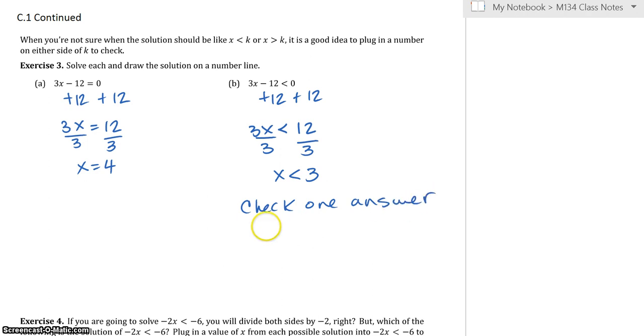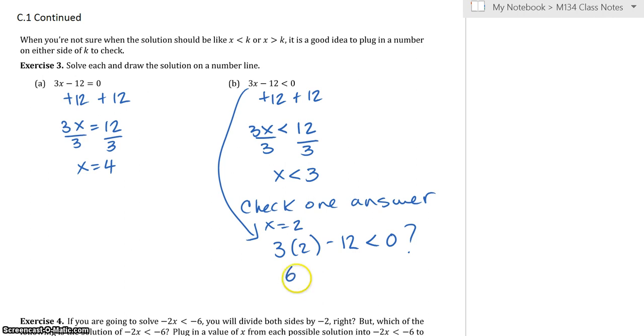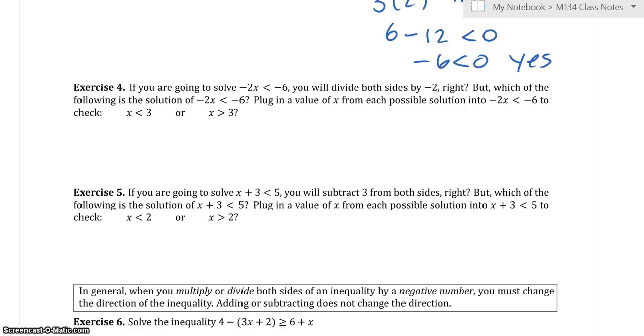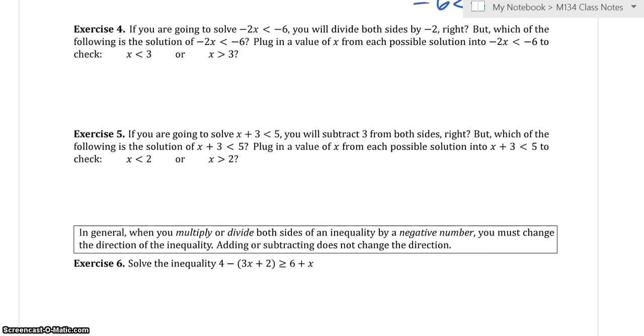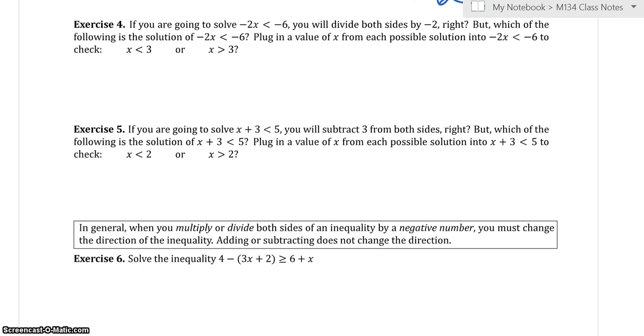So let's check x equals 2. We get 3 times 2 minus 12. Is that less than 0? Question mark from the original. And you can see here the answer is yes, because this is negative 6. And negative 6 is less than 0. Moving on, you can try exercise 4 on 5.